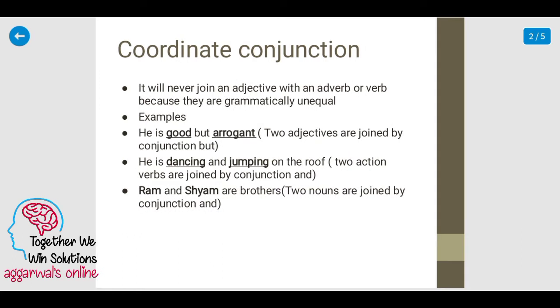See some examples. He is good but arrogant. So here the coordinate conjunction but is joining the two adjectives. What are those two adjectives? Good and arrogant. Next, he is dancing and jumping. So in this the coordinate conjunction and is used to join two verbs. What are those verbs? Dancing and jumping. Ram and Shyam are brothers. So and is used to join two nouns, Ram and Shyam.